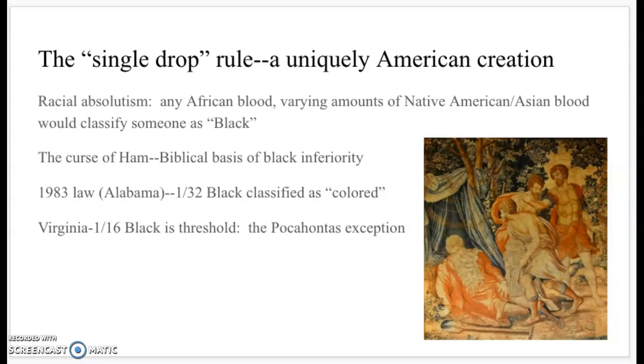So in the last video, we were looking at the single drop rule and how this kind of absolutist legal distinction about race identity was established. And some of you may know, this is when the Nazis were looking at how to establish distinctions between their Jewish communities and the mainstream German community. And it was a very similar situation. There was a lot of intermixing.